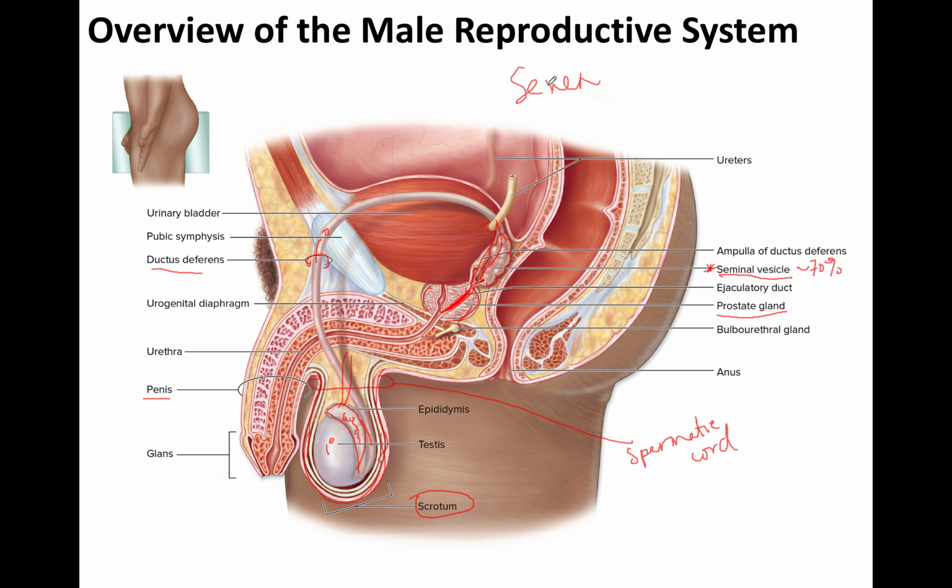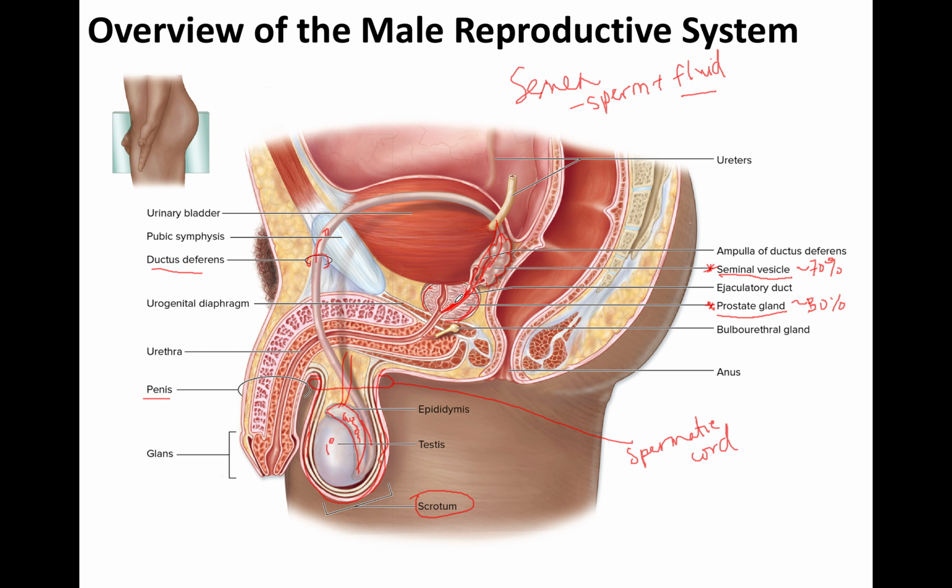Semen is going to be sperm plus fluid. So in order to have semen, you have to have this fluid portion. The fluid portion is mostly made by the seminal vesicle. The other portion is going to be made by the prostate gland, which is the other 30%. Okay, so that's our second main gland.